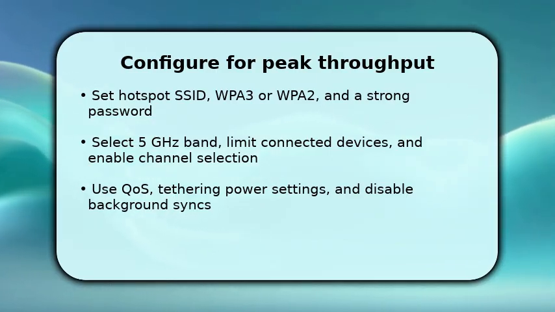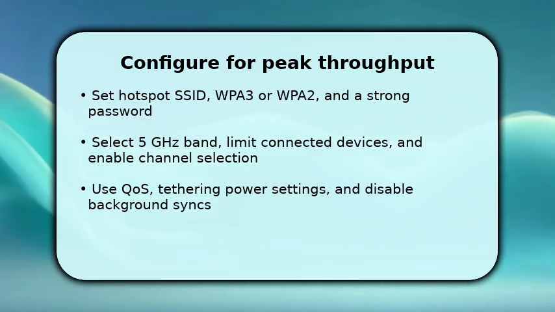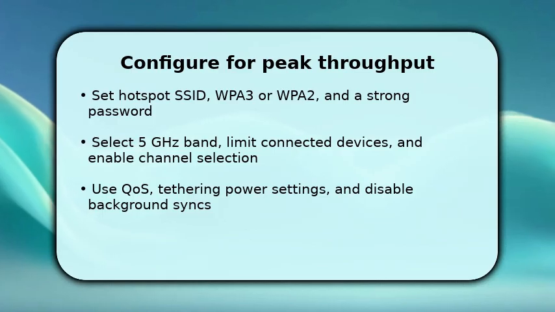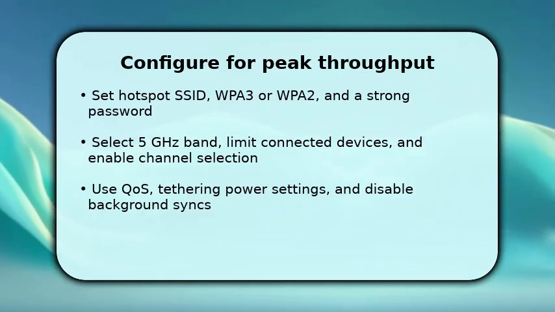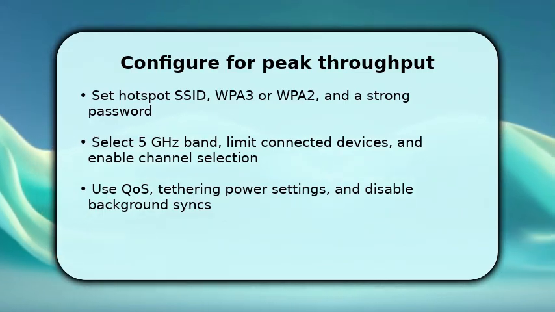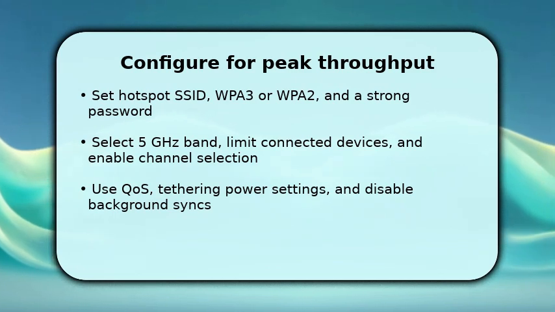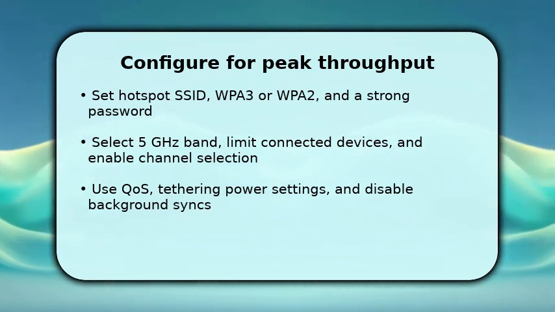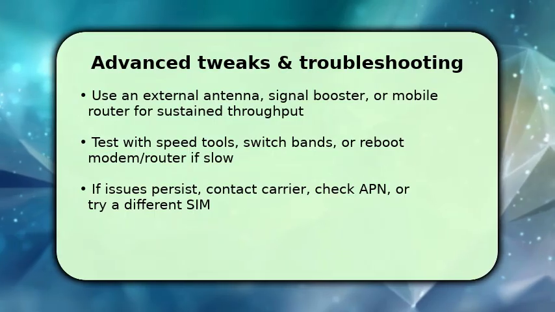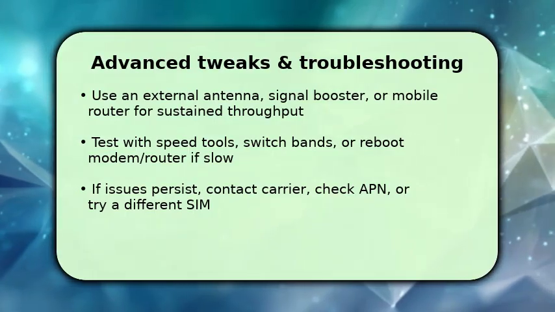Limit connected devices and enable QoS or prioritize critical apps when available. Finally, turn off background syncs and power-saving tether features. Then finish by applying advanced fixes. If speeds fluctuate, use an external antenna, signal booster, or a dedicated mobile router to stabilize throughput.